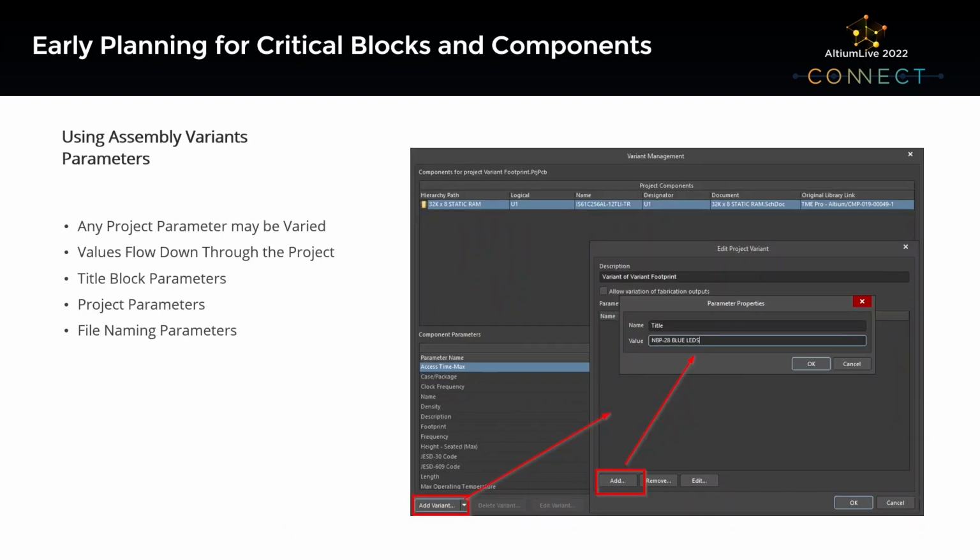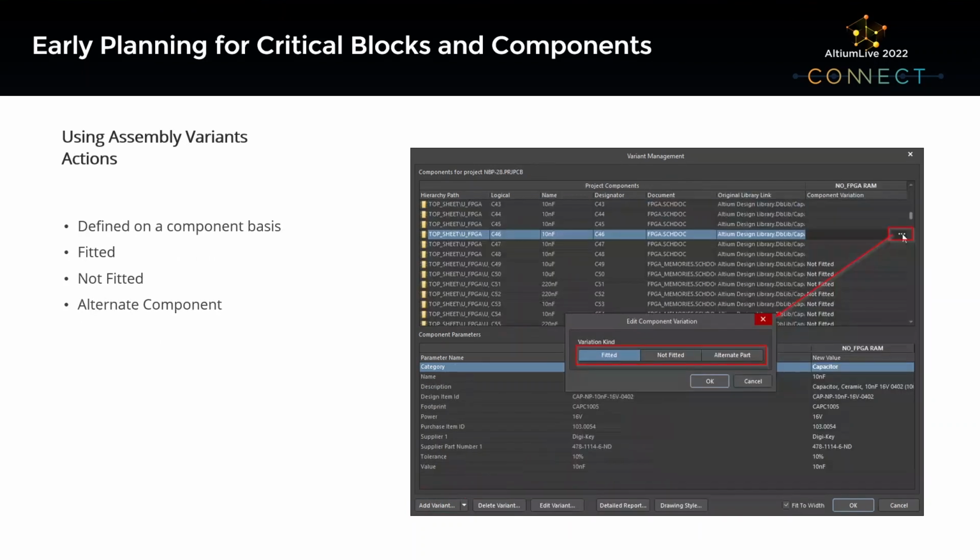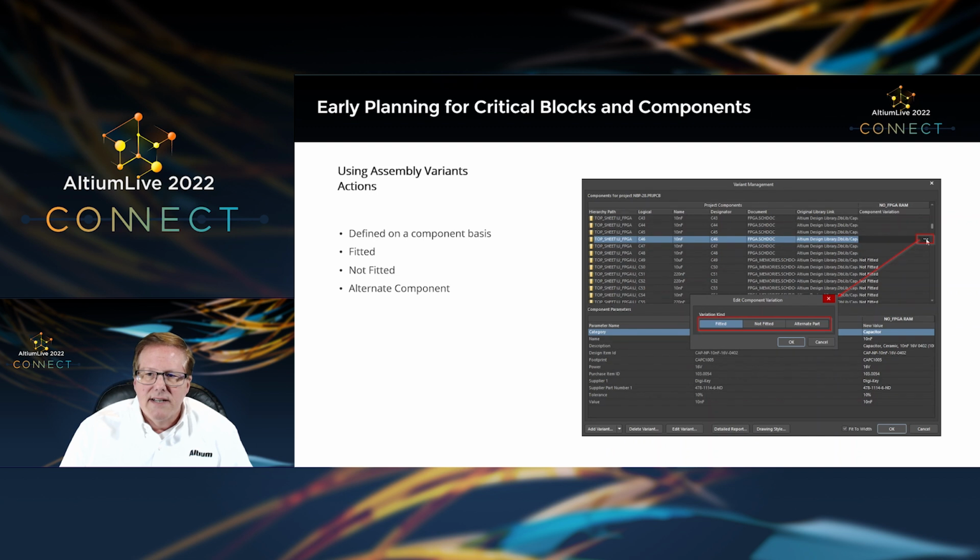To add an assembly variant, you simply click the Add Variant button, and the option to clone selected variant is available on the drop-down menu item. It's at this stage where parameters contained within the entire project can be specified and an alternate value populated. Once the new assembly variant has been created, component actions may be applied to the left of a selected component, whether you want to do fitted, not fitted, or an alternate part.